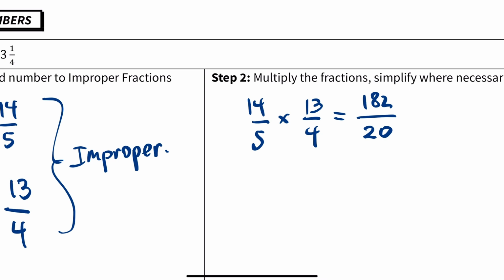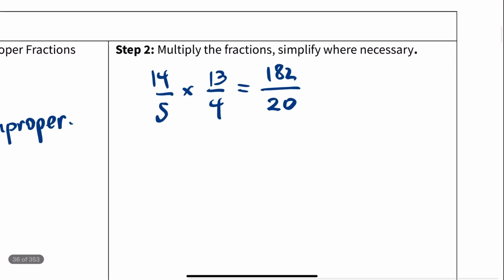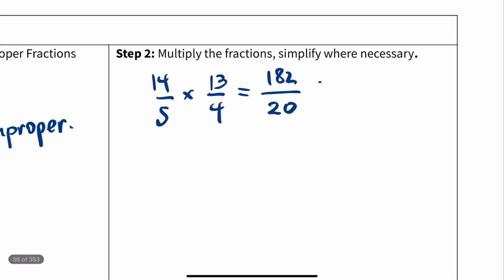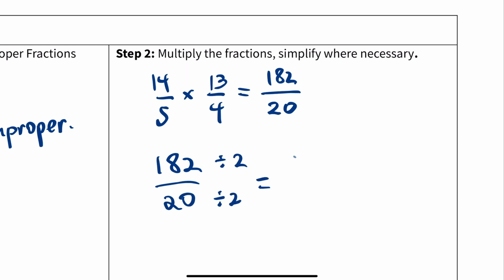Is there a common factor between these two? Well, it turns out if I divide the top and bottom by 2, so if I take the fraction 182 over 20, divide the top and bottom by 2, we get 91 on the top and 10 on the bottom. 91 over 10 is a fraction in a reduced form.